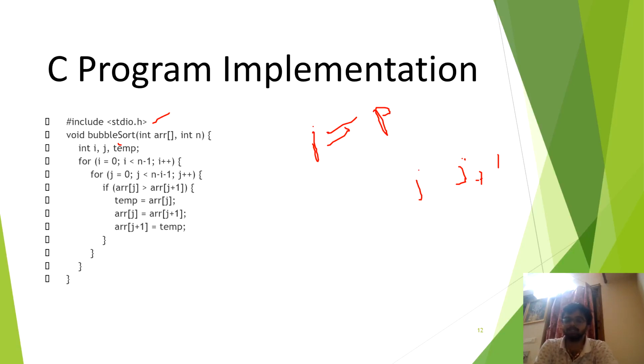How will we swap? We take one container and store the first element in that container, and we move array of j plus 1, the second element, into the first position. Then we put the element from the container into the second position. This simple swapping works by using one container called temp. This will be very easy swapping, as we are just swapping the two numbers using one container.